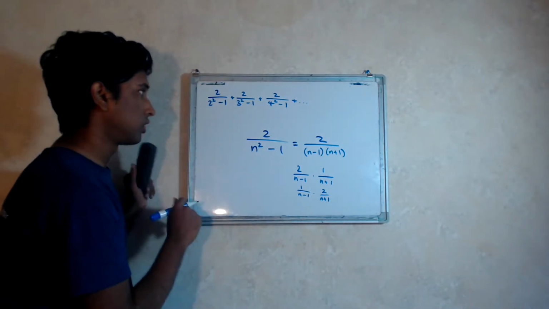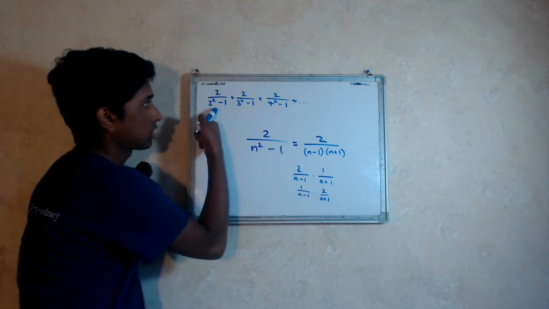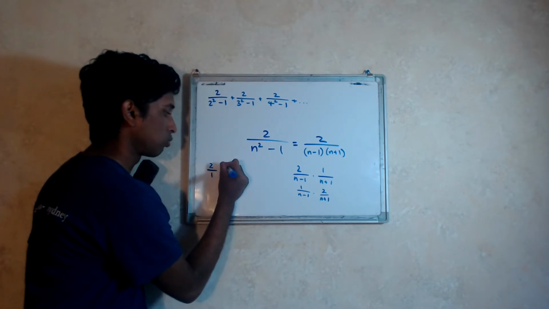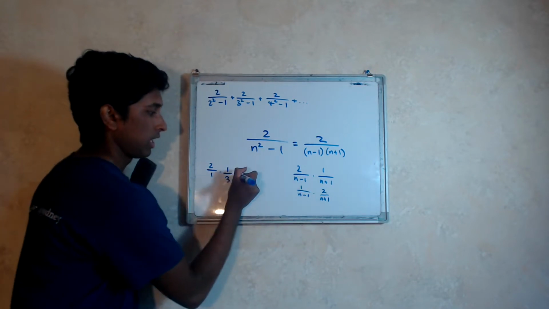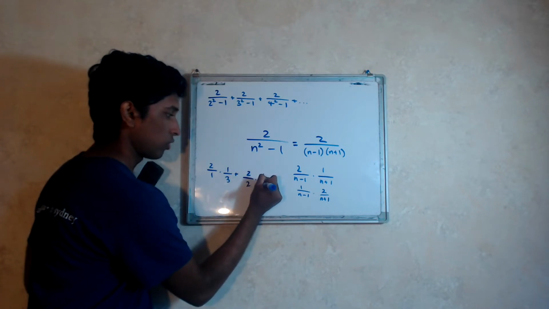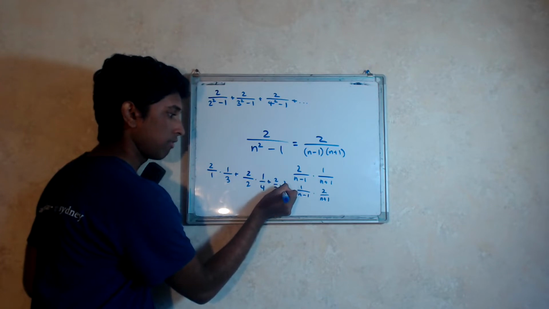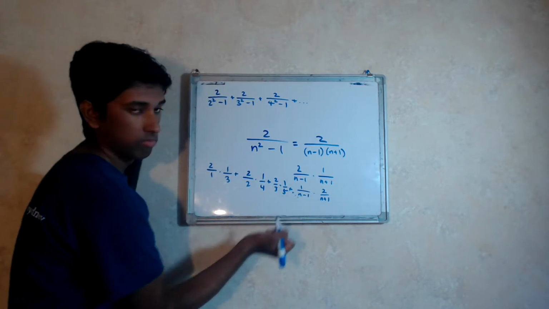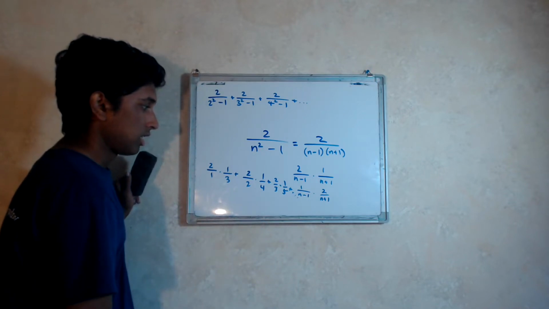Well, let's just try the first one. Here we get 2 over, in the first fraction, n is 2, so 1 times 1 over 3. I'm just plugging in 2 here. And then we get 2 over 2 times 1 over 4, and 2 over 3 times 1 over 5. And then our really painful dot dot dot. Well, this doesn't seem to help.